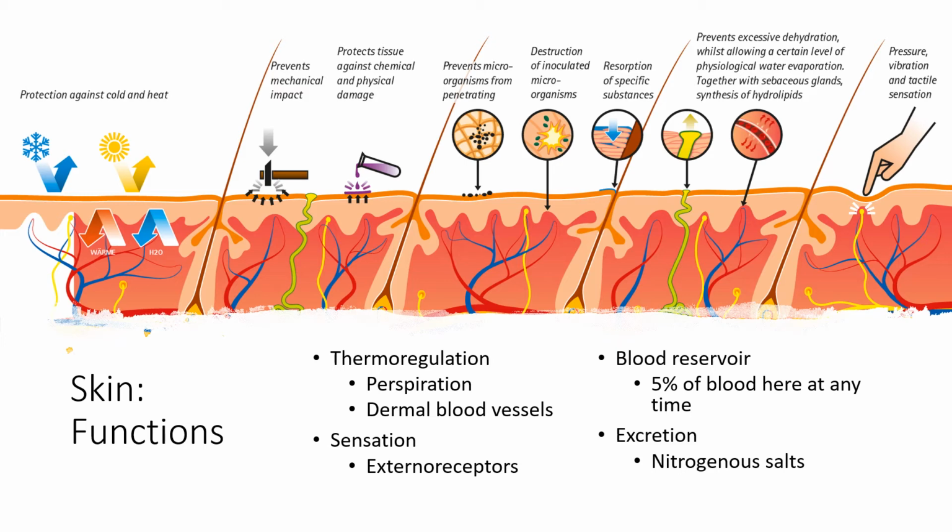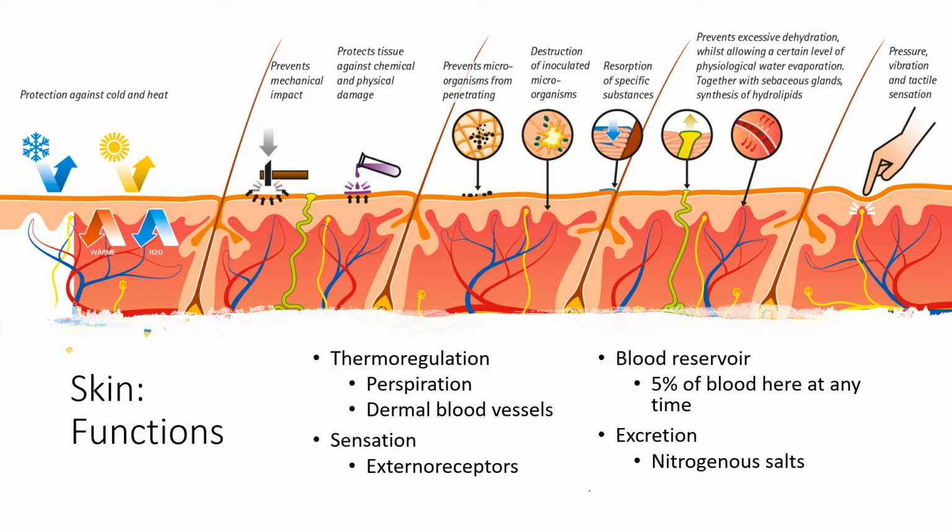So major functions of the skin include thermoregulation. First of all, it is just an outside covering over our whole bodies that can protect the inside of our body from the extremes of climate. We have hair that can help keep us warm. We perspire on the surface of the skin.